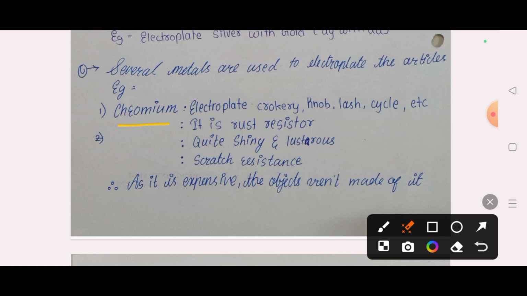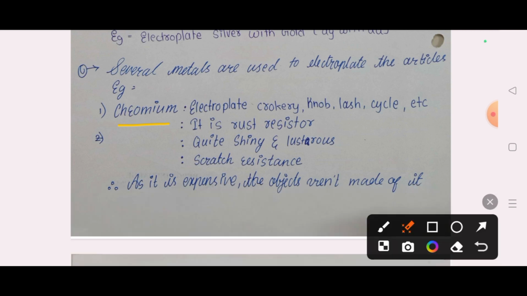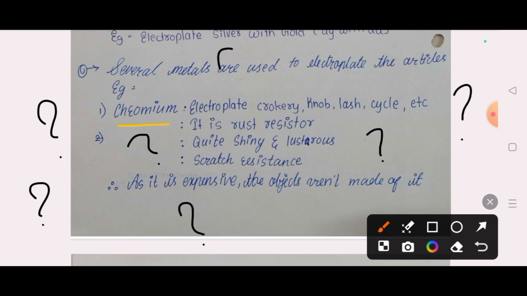So now see, someone who is curious to know might think, why are only other metals electroplated, why is that particular thing not made of that particular metal? Matlab, the particular thing which we are electroplating, for example the cycle, why aren't we making the cycle of chromium metal only? Why are we electroplating it?